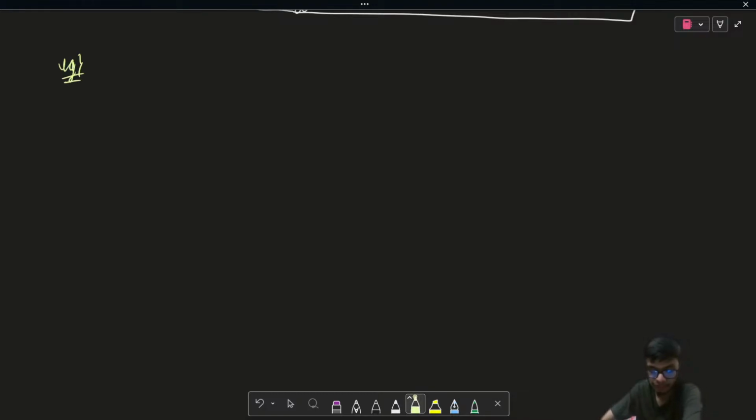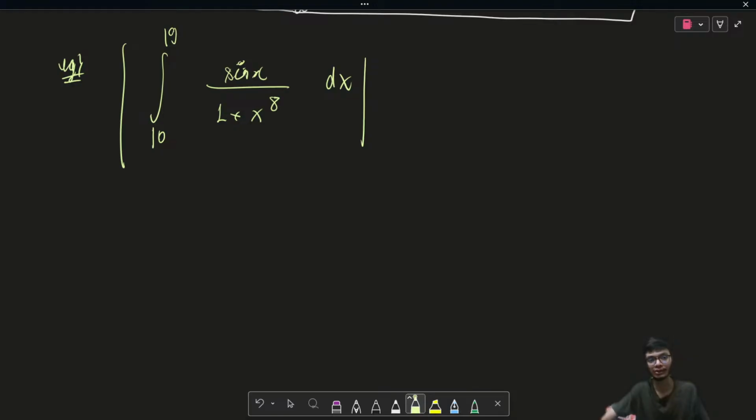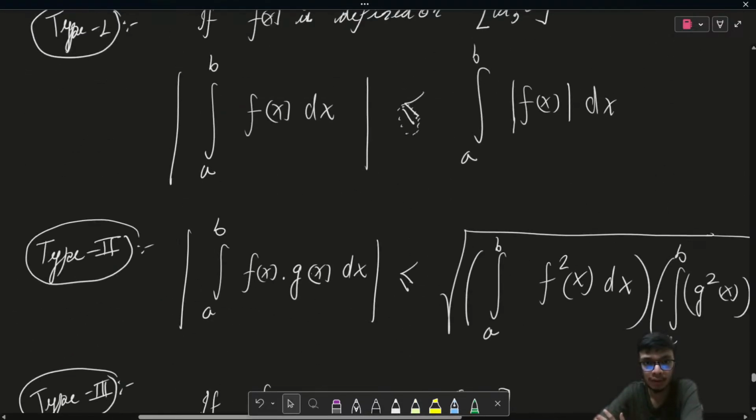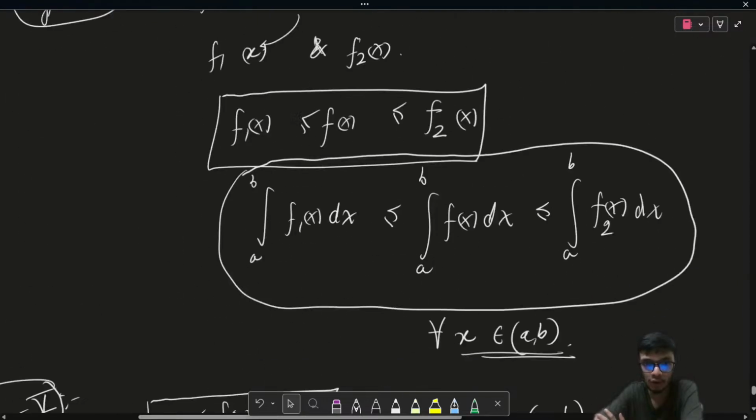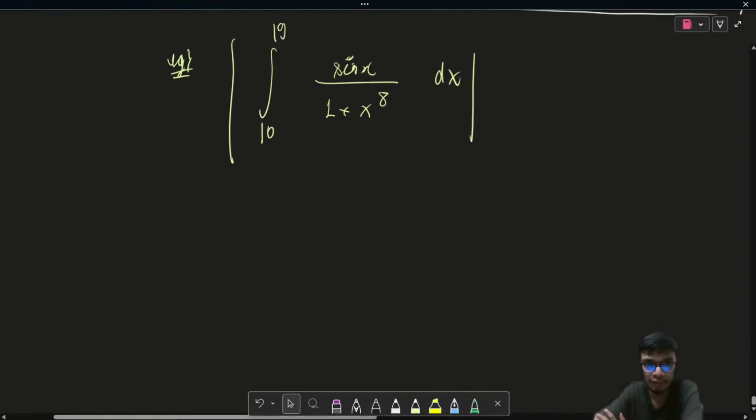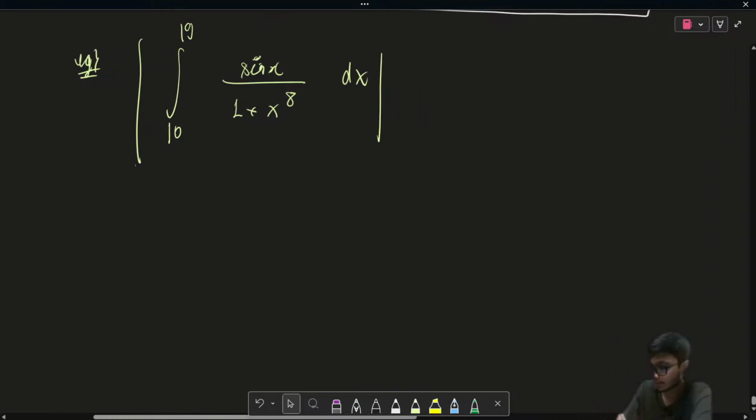Let's say you have to estimate the absolute value of the given integral from 10 to 19 of the function sine of x divided by 1 plus x to the power 8, right? To find the absolute value for this particular definite integral, how will we do that? It's quite a good question, and I want all of you to please give it a try. If you have understood all the applications of these inequalities, I hope you will be in a position to try that question now. If you're not able to solve it, I will help you out.